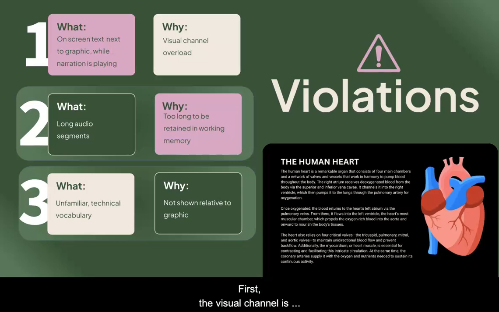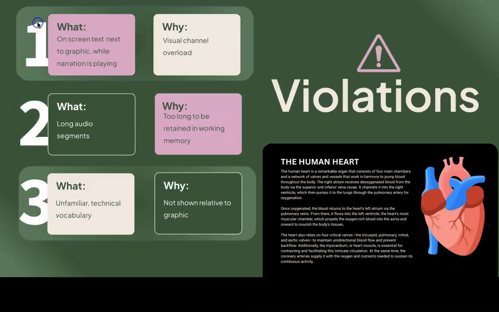First, the visual channel is overloaded because the learner must process both the diagram and the on-screen text simultaneously. Since both the image and the text compete for the same visual processing resources, the split attention can reduce comprehension and increase cognitive load. Additionally, the narration is lengthy and unsegmented, exceeding what learners can comfortably hold in their working memory. As a result, they may forget earlier information before they've had a chance to integrate the later parts.